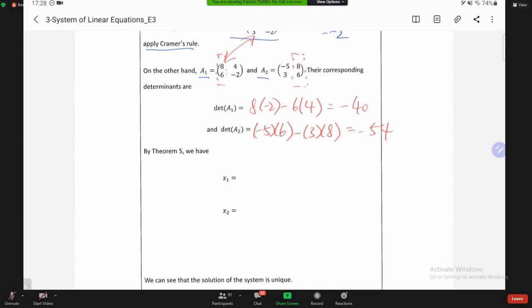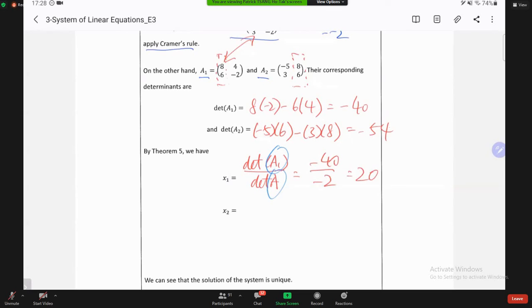So for x1, I hope you can still remember the general formula. And then we use the formula directly. So we get the determinant of A subscript 1 divided by the determinant of the original matrix A. Please be reminded, they are different. One is A subscript 1. In the denominator, it is the determinant of A, the original matrix A. So the value for this will be negative 40 divided by negative 2, which is 20.